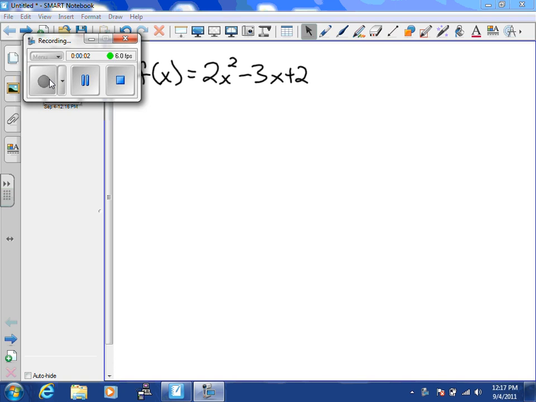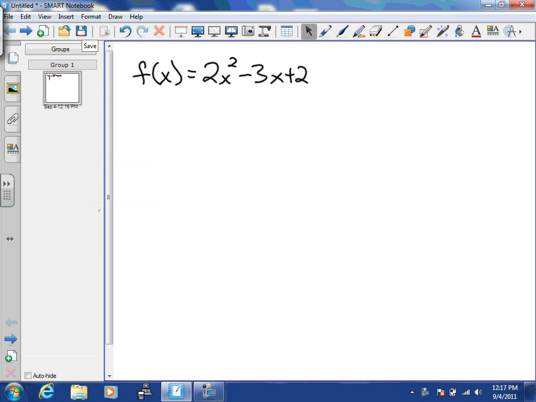Problem number 15 on the review. We have a function f of x equals 2x squared minus 3x plus 2. And we're asked to do three different things which ultimately lead up to what we call the difference quotient.